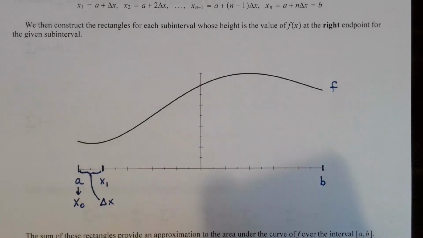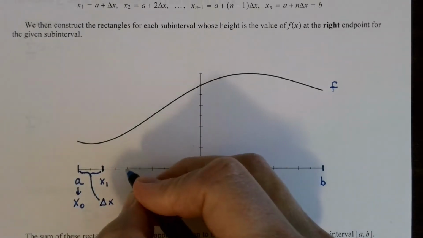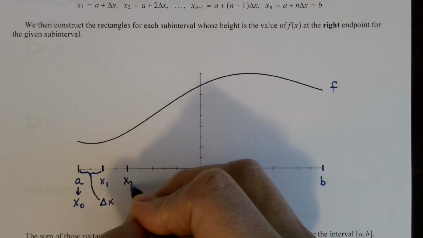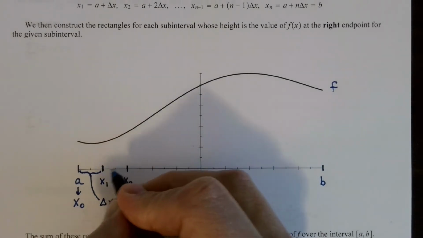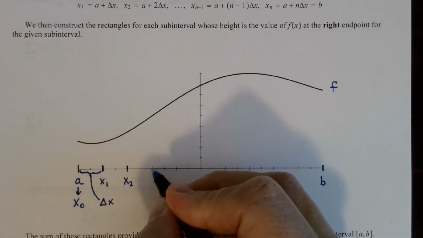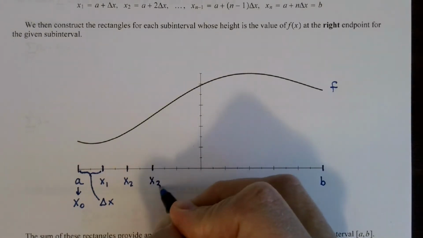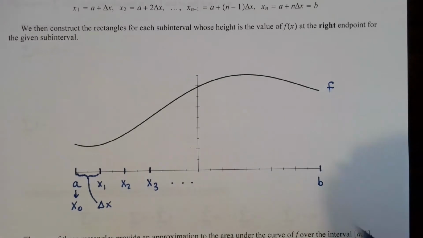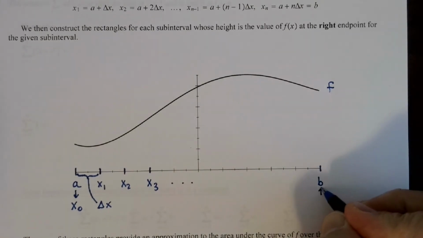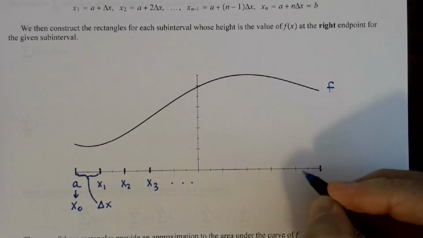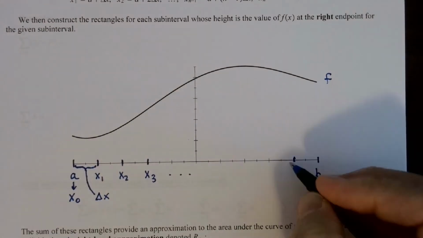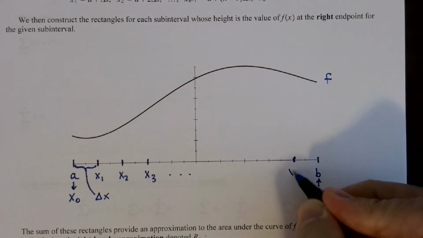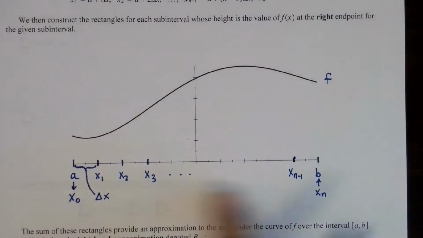That's the width we're talking about. Then x of 2, and again, this would be delta x again. And then x of 3 and so on. And that pattern will continue. Now b, that's going to be x of n. And therefore the one right before that will be x of n minus 1. So these are our endpoints.